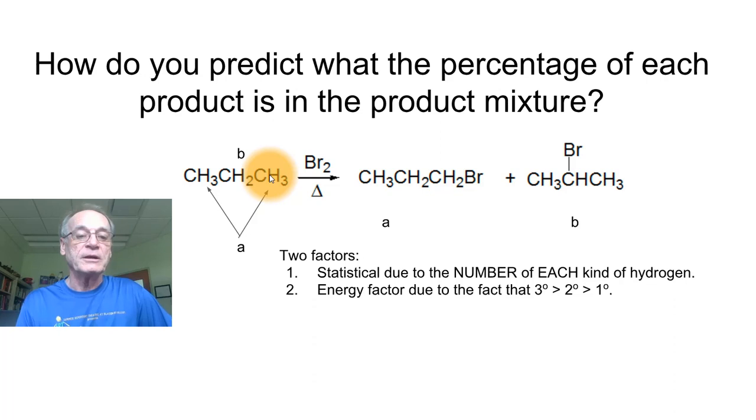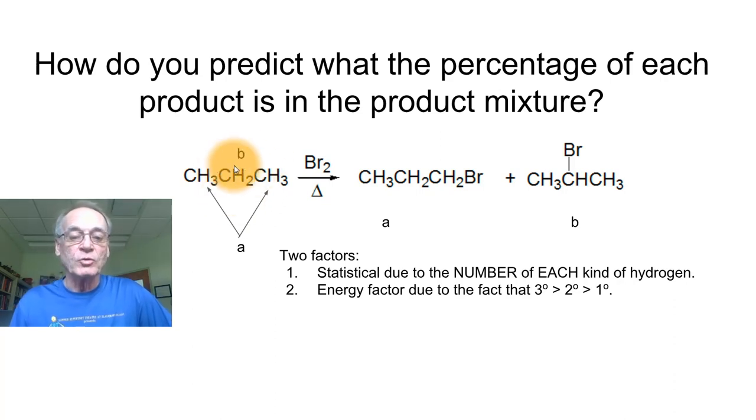We saw there were 2 kinds of hydrogens. There's 6 of this kind that I've labeled as A, and only 2 of that kind that I've labeled as B. So you would guess that maybe you would get a 6-to-2 ratio of product A and product B, because there's 6 hydrogens that could be replaced to give you A, but only 2 hydrogens that could be replaced to give you product B. And that's in fact one of the 2 factors. It's called the statistical factor, and it's simply due to the number of each kind of hydrogen that you're starting with. So it would be 6-to-2 because you're looking at the starting material.